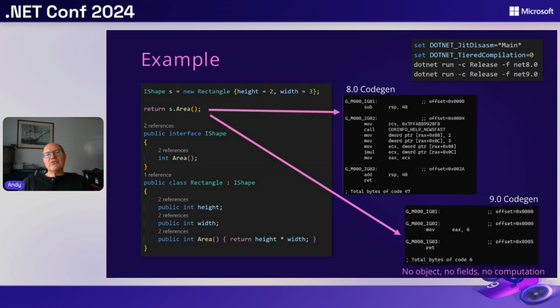We promote its fields very aggressively, and so we're able to see that instead of writing 2 and 3 to memory, we can just keep them in registers. And then we see the way that those are used, and we understand that the values are just immediately consumed by this multiplication. We propagate those constants to the multiply, and we figure out what the answer is. So in .NET 9, we just return the number 6. There's no object, there's no fields, there's no computation. Everything is nicely cleaned up.